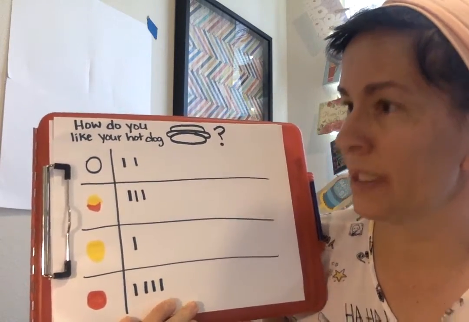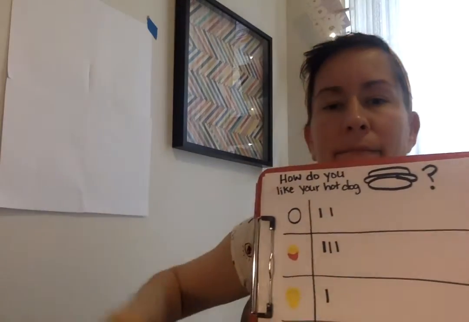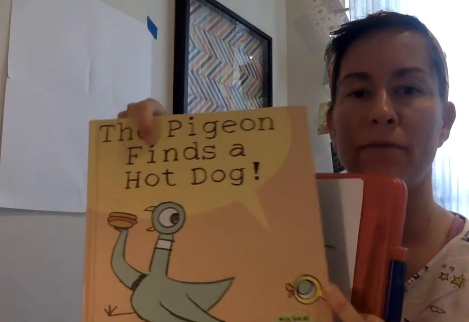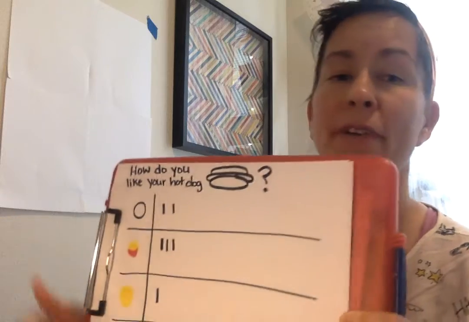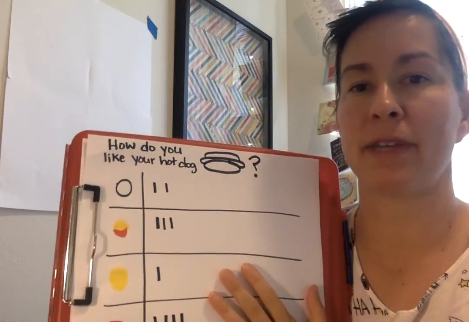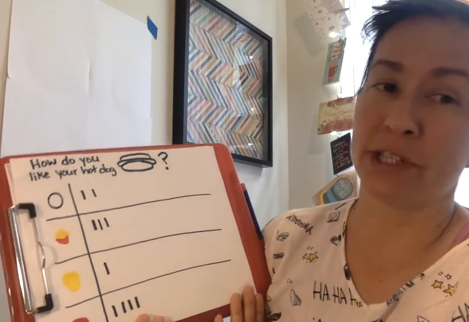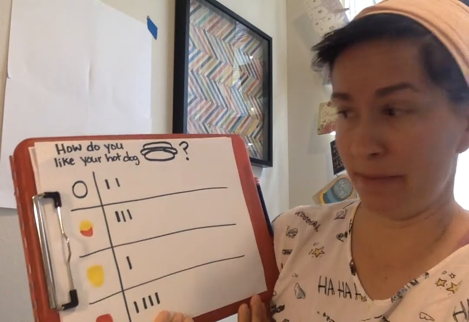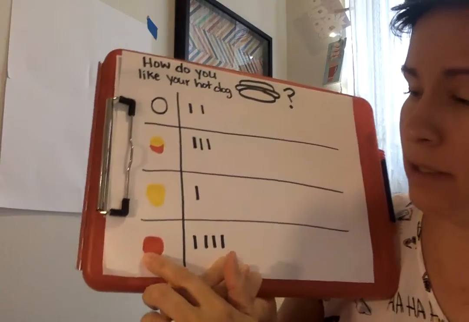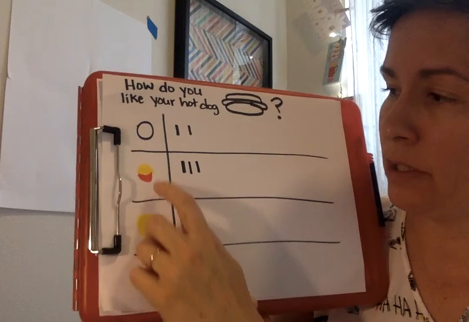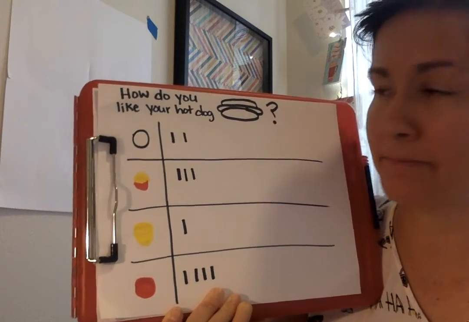So this one has to do with one of our books for this week, The Pigeon Finds a Hot Dog. And I thought it would be fun to make a graph and then first ask friends and family if they like ketchup only, mustard, both, or nothing on their hot dog.